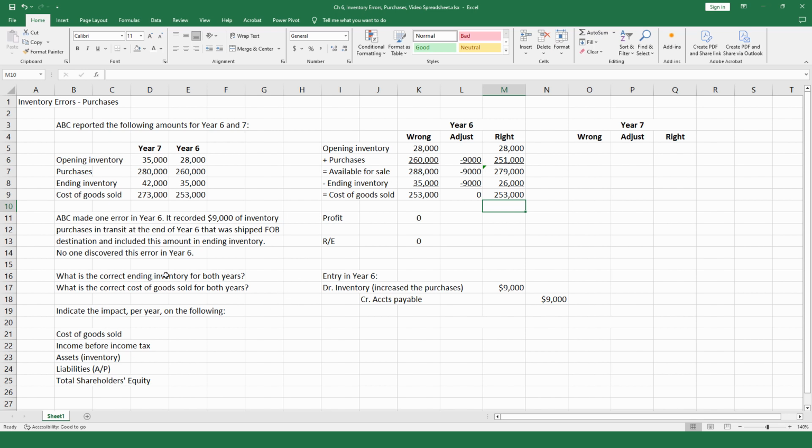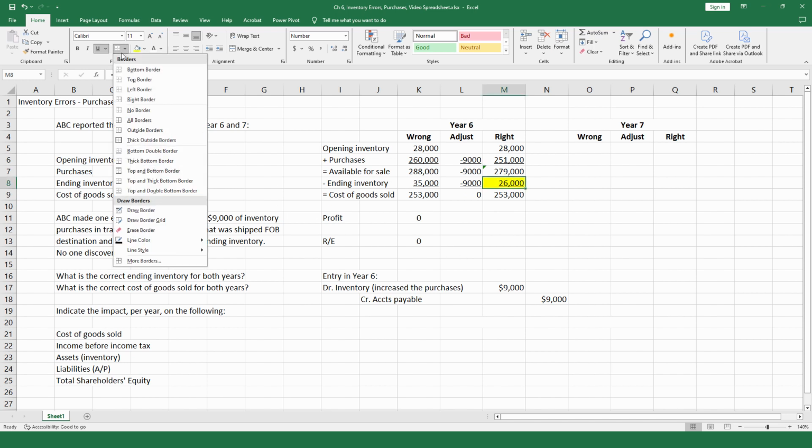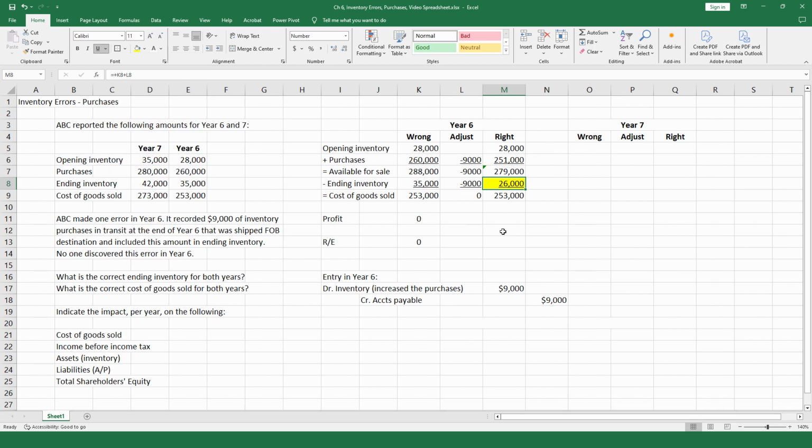What is the correct ending inventory for both years? Well, we only have year 6. So the correct ending inventory was, and I'm going to highlight it, $26,000. That is the correct ending inventory.